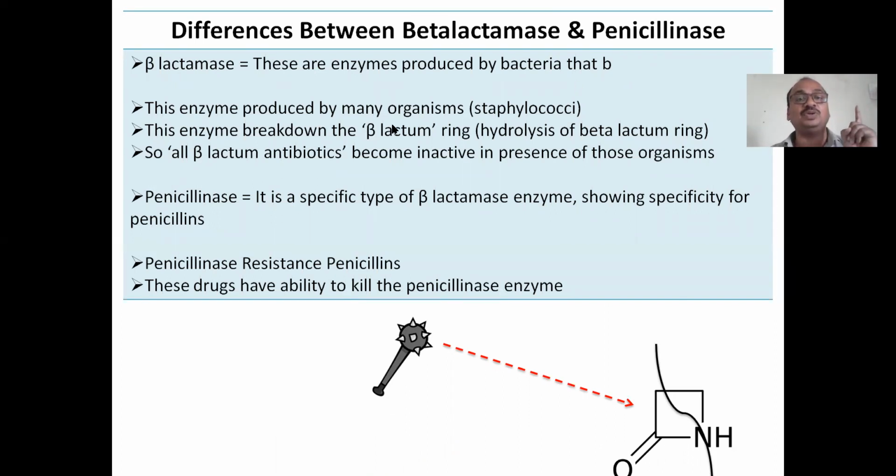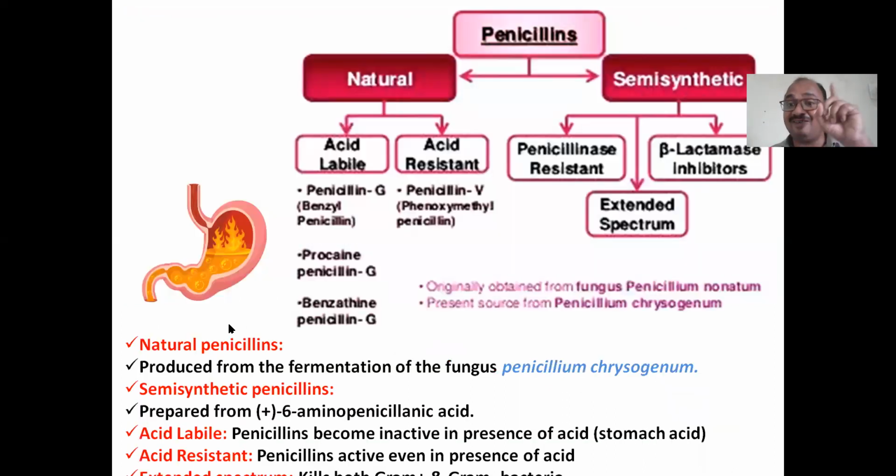These enzymes are produced by many organisms like Staphylococcus. These enzymes break down the beta-lactam ring, that is, hydrolysis of the beta-lactam ring. Penicillinase is a specific type of beta-lactamase enzyme. So now you have to develop penicillinase-resistant penicillin. So penicillins you give along with clavulanic acid.